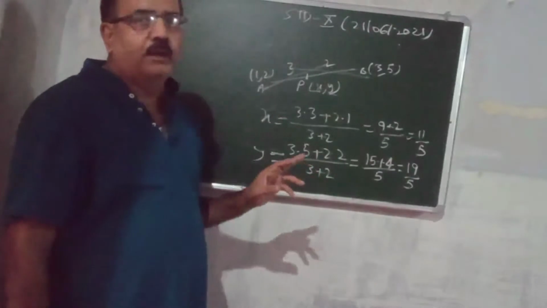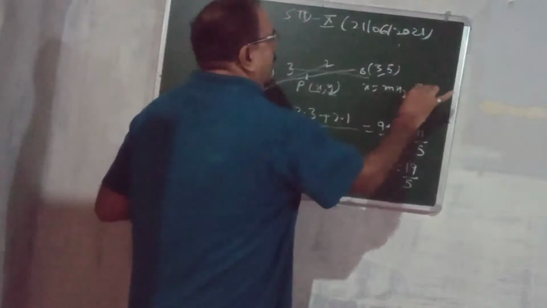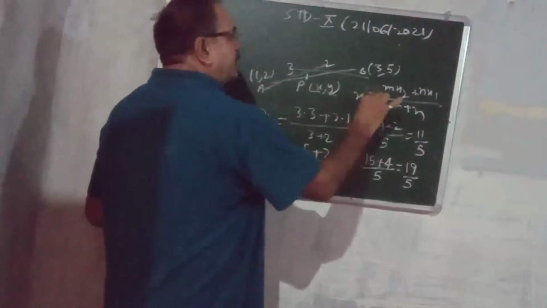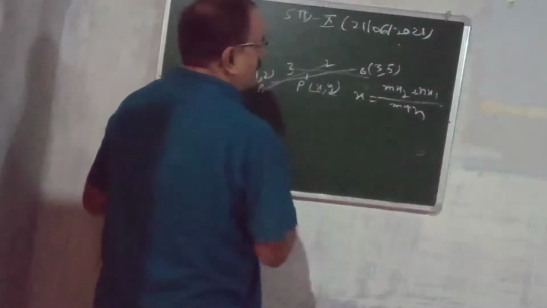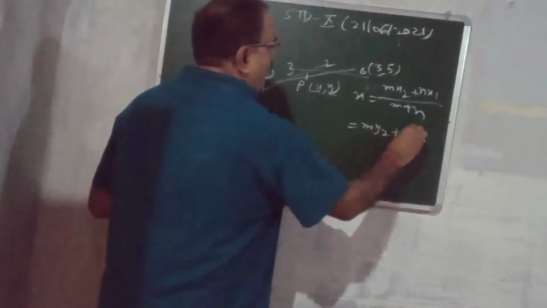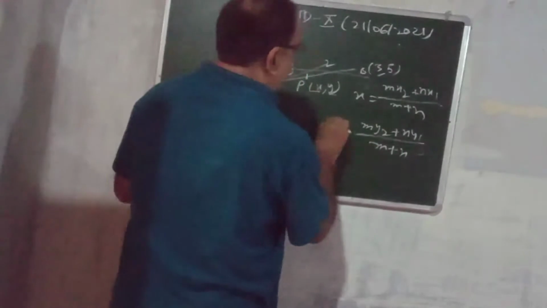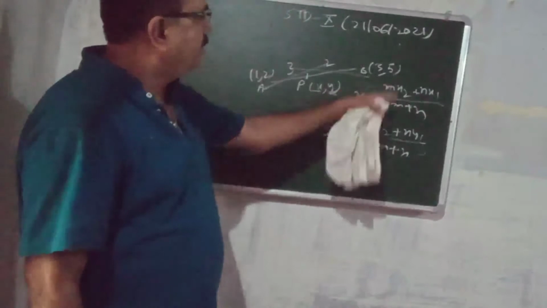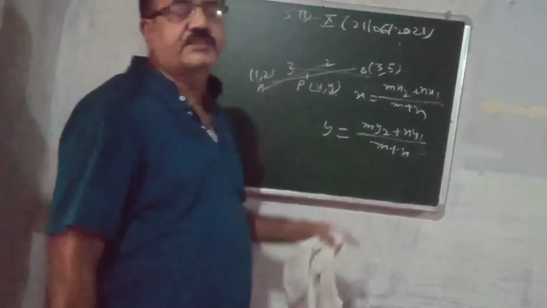So by using the formula, the x coordinate is (mx2 plus nx1) by m plus n, and the y coordinate is (my2 plus ny1) by m plus n. By using this formula, we can easily find out the coordinates of x and y.